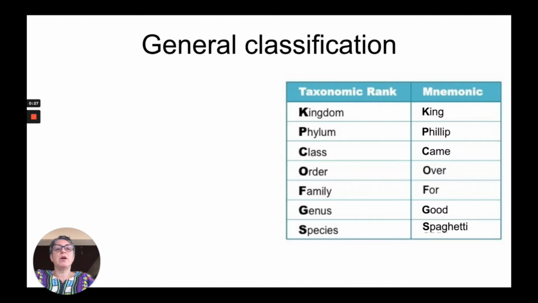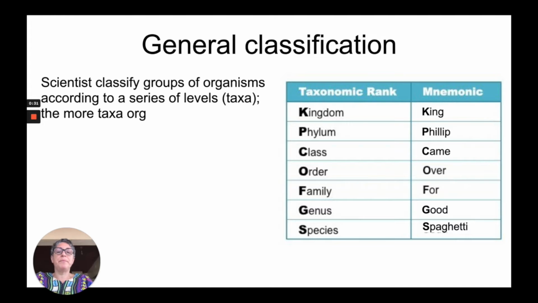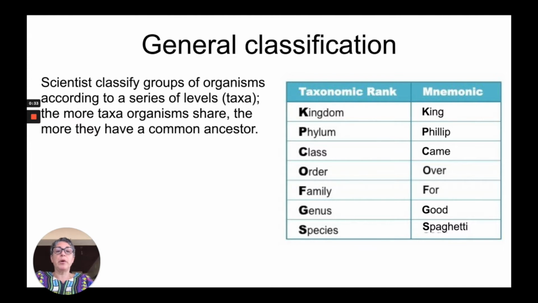So first we're going to talk about general classification. There are different ways that scientists will group organisms according to specific levels, which is called taxa, and according to the rank that the organisms have, they will share a common ancestor if they share more taxa or taxonomic rank. So the order of taxa is, first we start with kingdom.